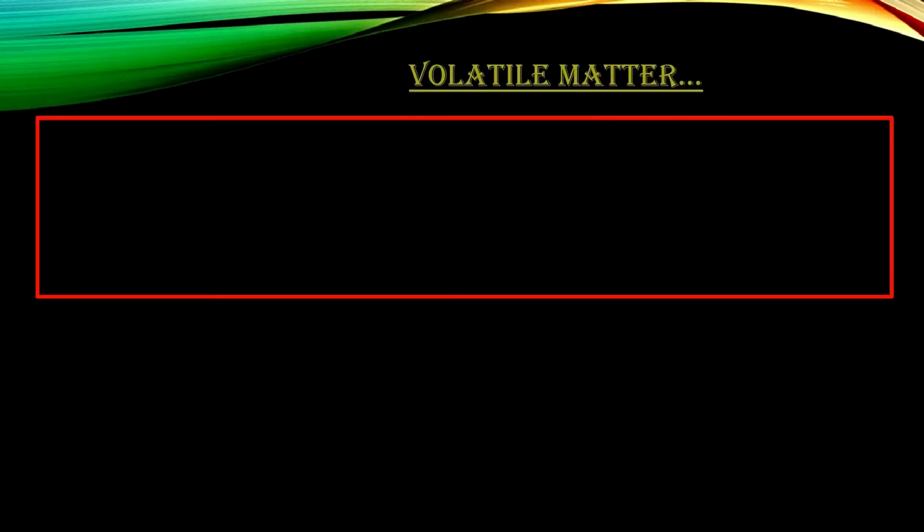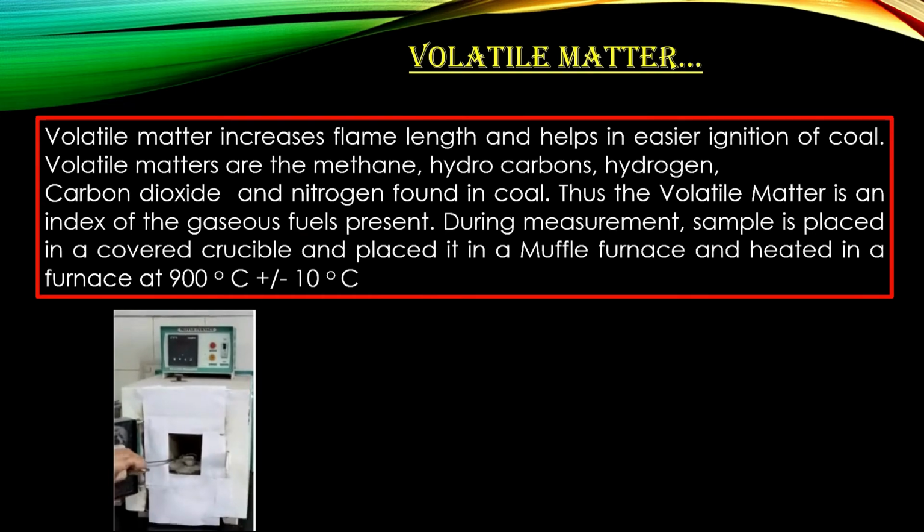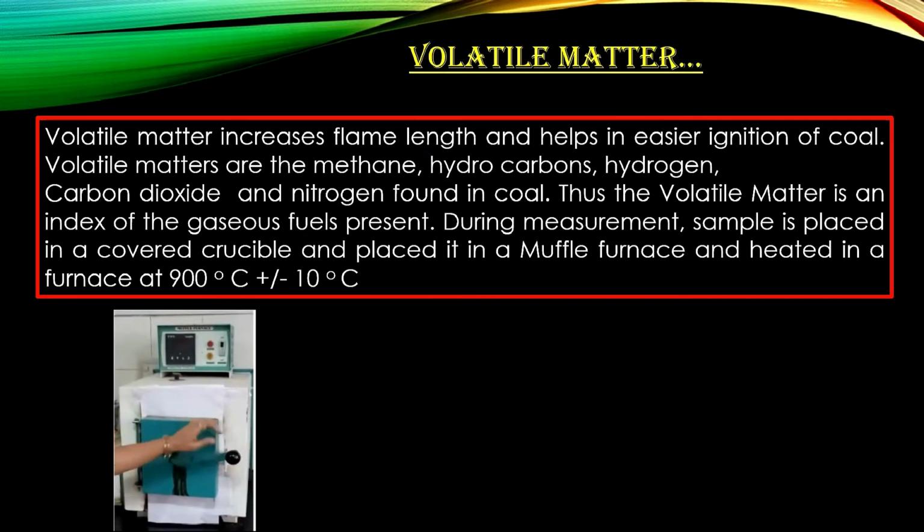To measure the percentage of volatile matter, the same crucible with lid is placed inside a muffle furnace and heated at about 900 degree centigrade. Volatile matter increases flame length and helps in easier ignition of coal. Volatile matters are methane, hydrocarbons, hydrogen, carbon dioxide and nitrogen found in coal. The volatile matter is an index of the gaseous fuels present.